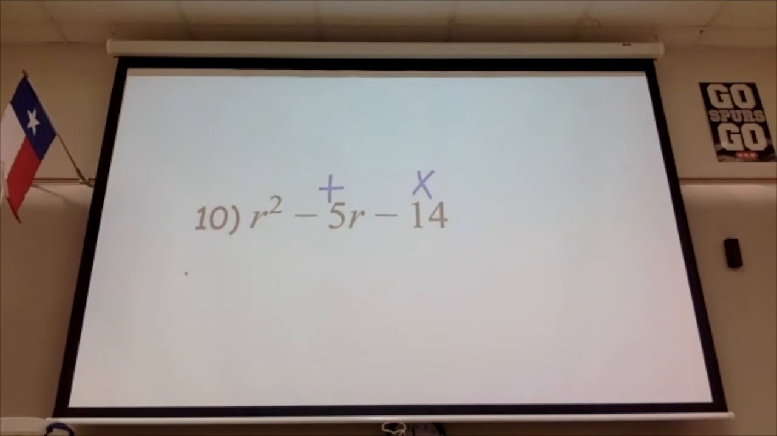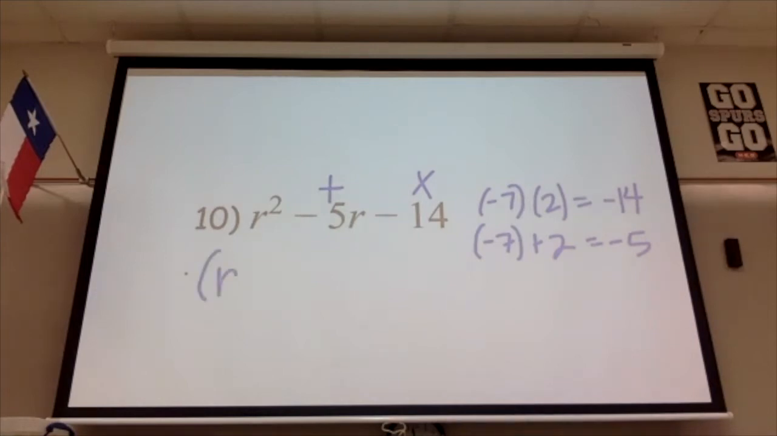Okay, so I heard a negative 7 and a positive 2. When you multiply, do you get negative 14? Okay, and then negative 7 plus 2, is that negative 5? Yes, so we would write our factors as r minus 7, r plus 2.